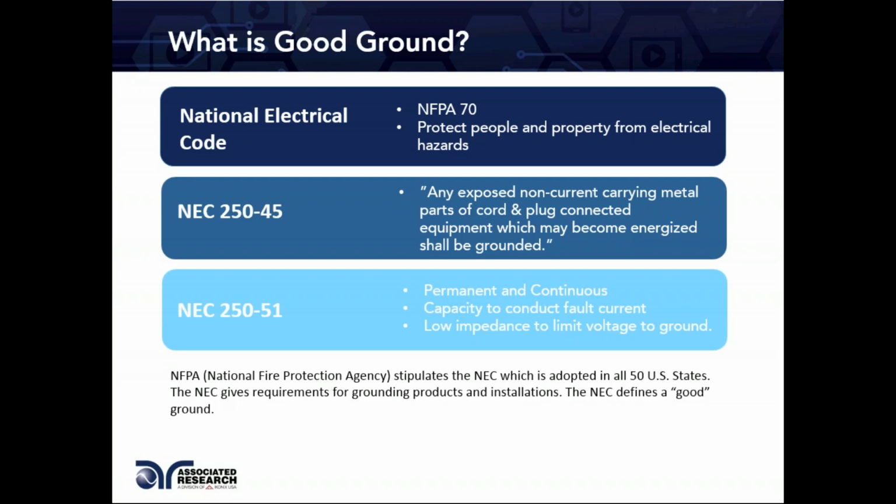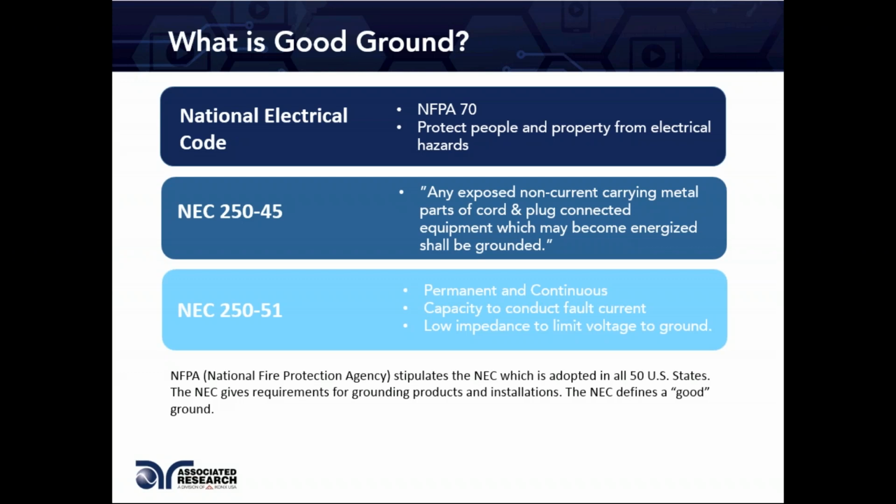And then we have another example from NEC 250-51, which describes that a ground should be permanent and continuous. It should have the capacity to conduct any fault currents that may be imposed upon it due to any internal faults in a device. And lastly, and this is the most important one, it should be low enough impedance to limit voltage to ground. So when you design a product which incorporates a safety ground, that ground must be low enough impedance, much lower than the impedance of the human body, so that current takes the path of that low impedance circuit rather than flowing through a human being who comes in contact with the device.